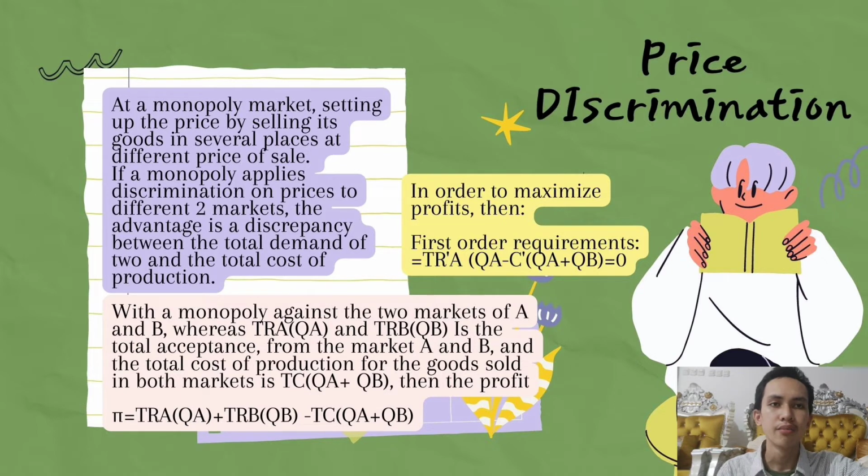Here TR prime A in parentheses QA is the marginal revenue, MRA, in market A, and TR prime B in parentheses QB is the marginal revenue, MRB, in market B, whereas C prime in parentheses QA plus QB is the marginal cost, MC. So it turns out that in every market MR equals MC. From here we can calculate the amount of production to be made in order to generate maximum profit and the unit price to be set in each market.